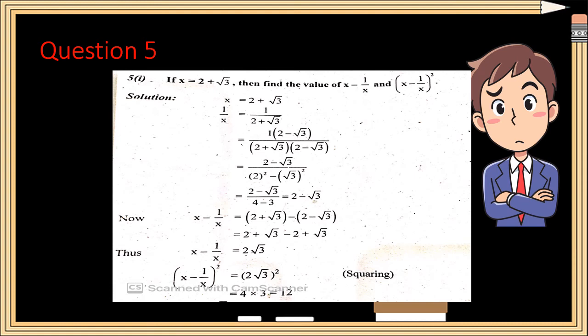Now x minus 1 over x whole squared will give you 2 square root of 3 whole squared. 2 square will be 4, and 3 is with the square root, so the square root is cancelled. So we get 4 into 3, that is 12.